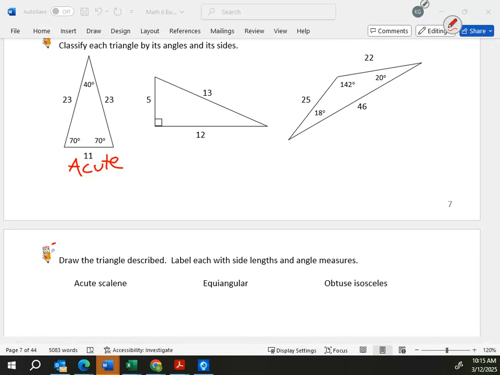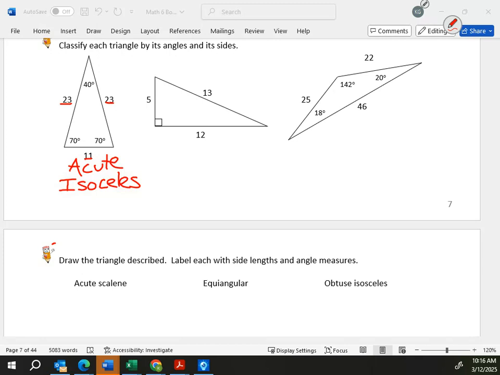Lila? Isosceles. Because we have two side measurements that are the same and one that is different, I know it is an isosceles triangle. So when it says to classify by both, you need to put both names on there. It is an acute isosceles triangle.